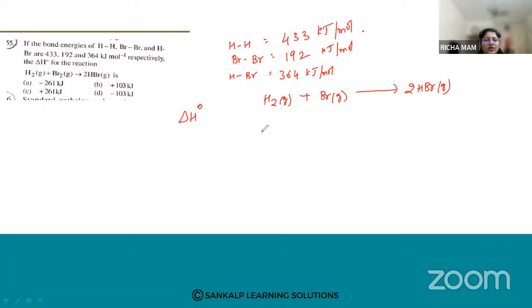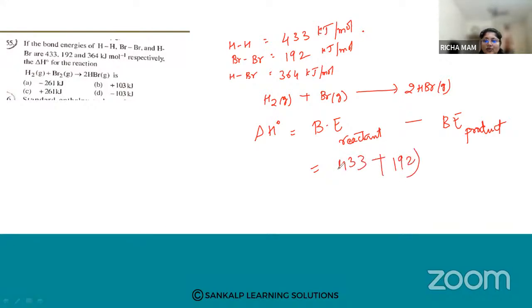Delta H naught. So delta H naught is what? Bond energy of reactants minus bond energy of products. What is the bond energy of reactants? Reactants are H2 plus Br2. That is 433 plus 192, which is 625, minus the product HBr, 364.